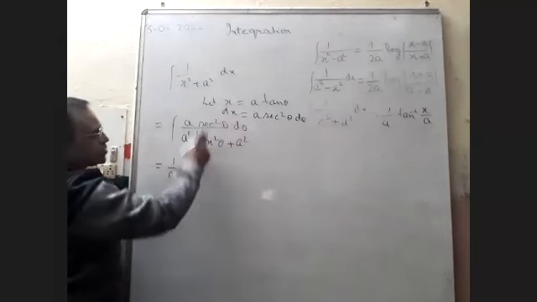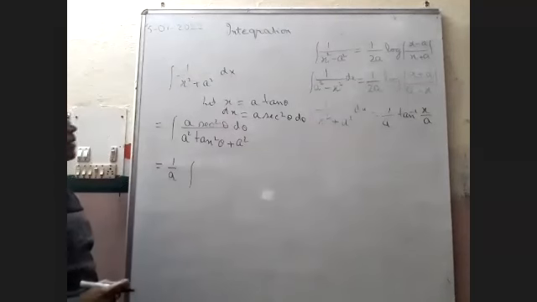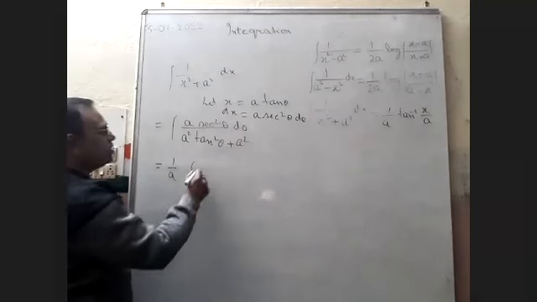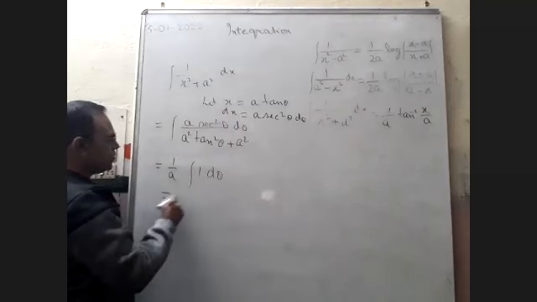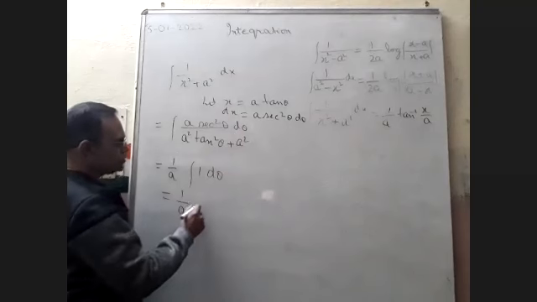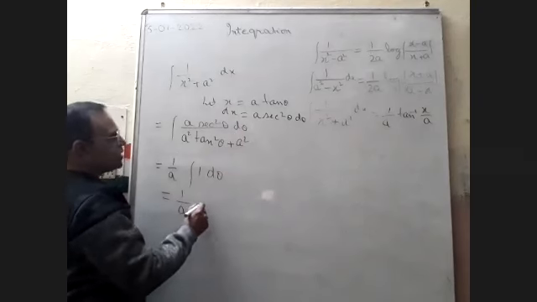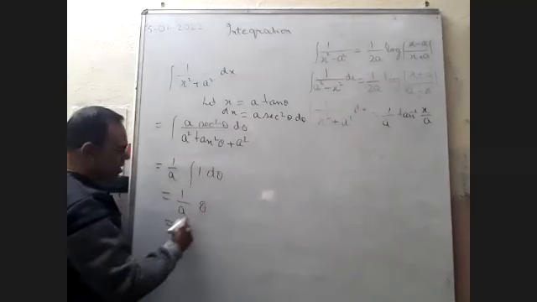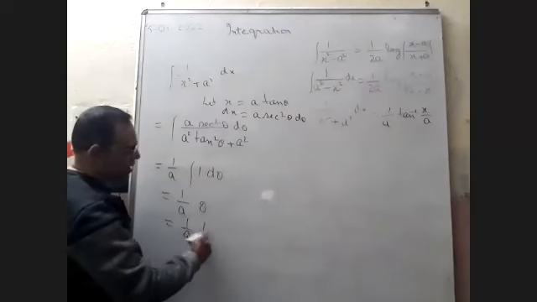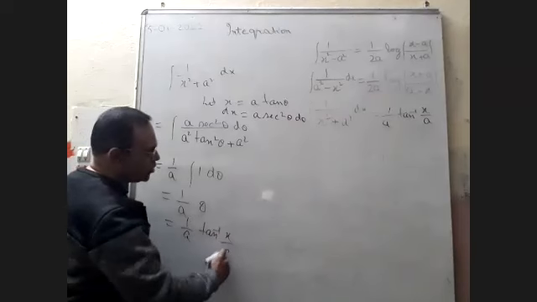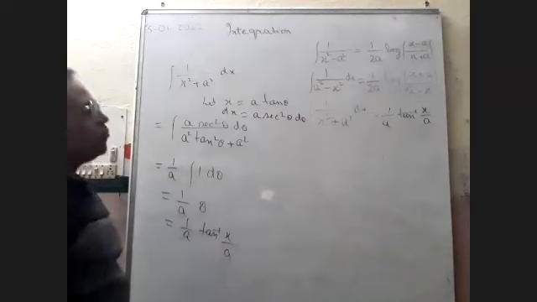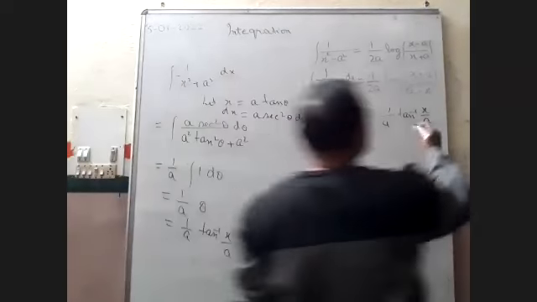1 plus tan square theta will be equal to sec square theta. You can cancel the sec square theta, it will become only 1. So integration of 1 will be theta. Okay, so in place of theta, you can write 1 upon a tan inverse x upon a. This is also a new formula you have to memorize: 1 upon a tan inverse x upon a.